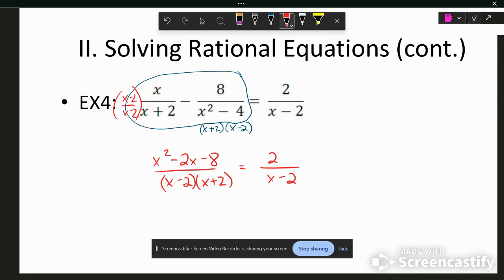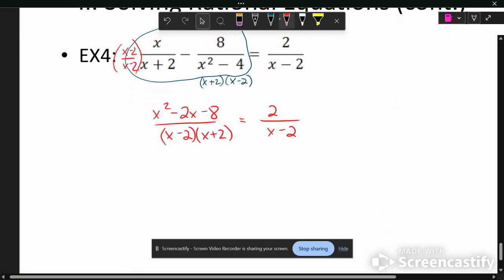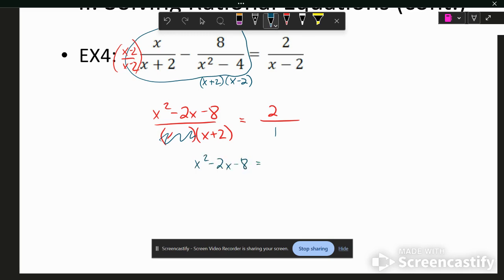Now, there's a couple different ways to actually solve this. I think one of the easier ones, though, is if you see x minus 2, this is probably going to be the one that's more in your face for the most part. x minus 2 is on both sides, so I can actually cancel that out. That's erasing it for me, which is kind of odd. So this will just have a 1 under it. So here we'll have x squared minus 2x minus 8 equals 2 times x plus 2.